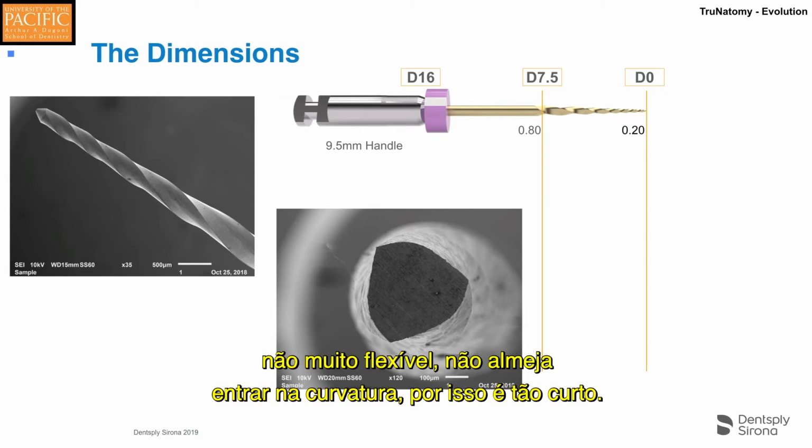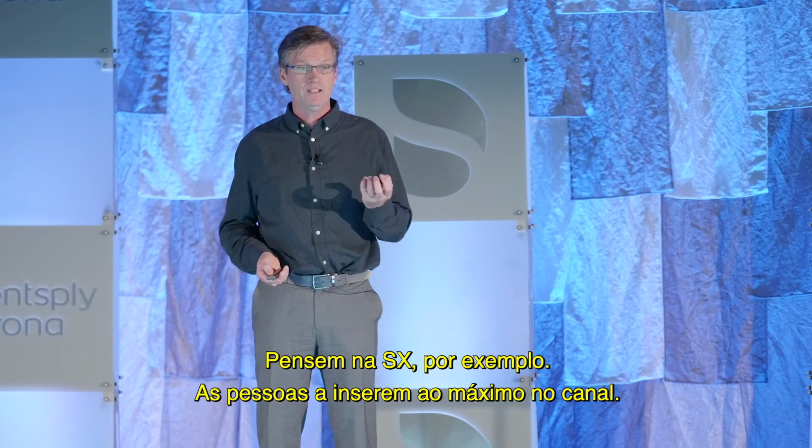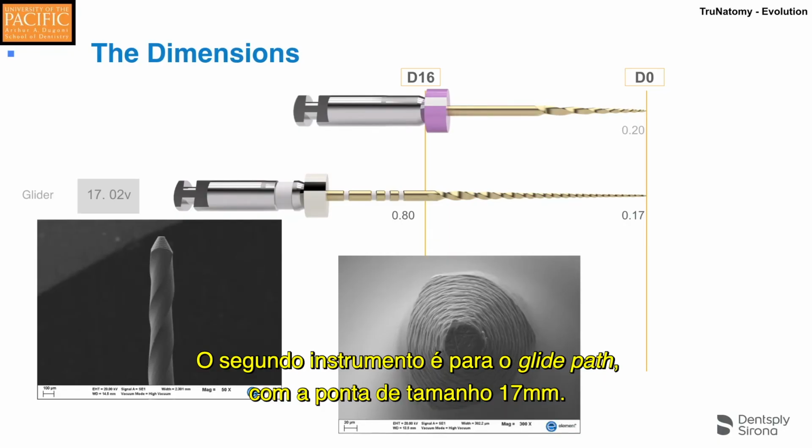It is not intended to be taken into the curvature. That's why it's so short, right? I want to prevent instruments from being taken deep into the canal. Think the SX. I mean, people sink the SX to the maximum into the canal. That's not good. The second instrument is the glide path instrument that is shown here with an apical size 17.